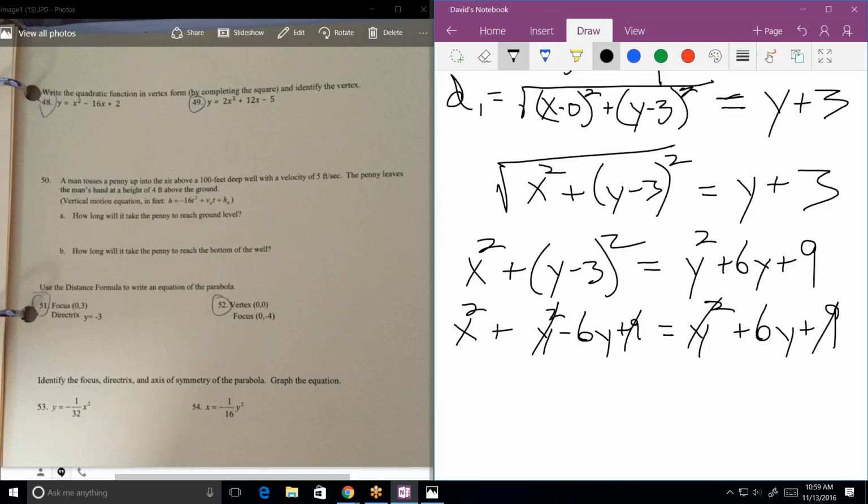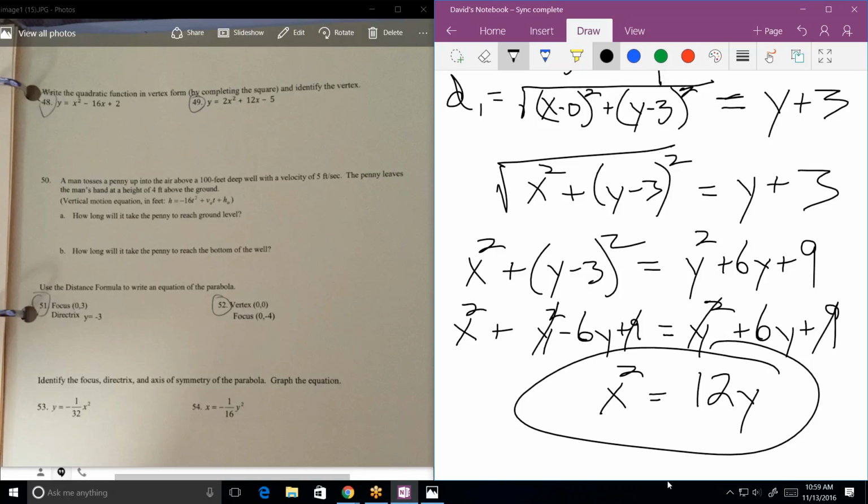like that. Now, I can't do that with the 6y's because this is a negative 6y. That's a positive 6y. Okay? But I can move that 6y to the other side, leaving x squared equals 12y. Well, there's the equation of my parabola. And not only that, but it's in the proper format. I presume you've learned this format.